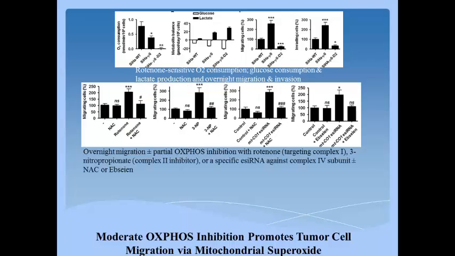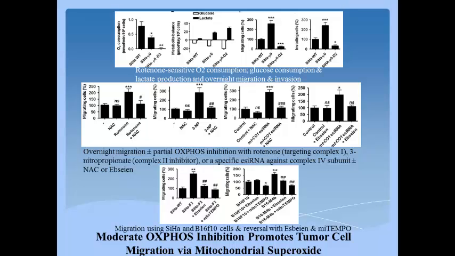Partial oxidative phosphorylation inhibition with a low dose of rotenone targeting complex 1, 3-nitropropionate, a complex 2 inhibitor, or a specific siRNA against a complex 4 subunit increased migration, and this was blocked by the antioxidant N-acetylcysteine and Ebselen. A similar result was also observed using the mitochondrial antioxidant MitoTEMPO.